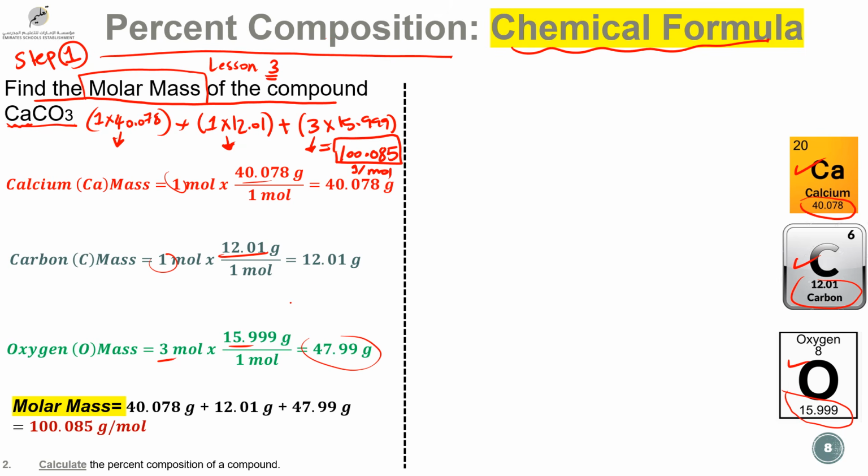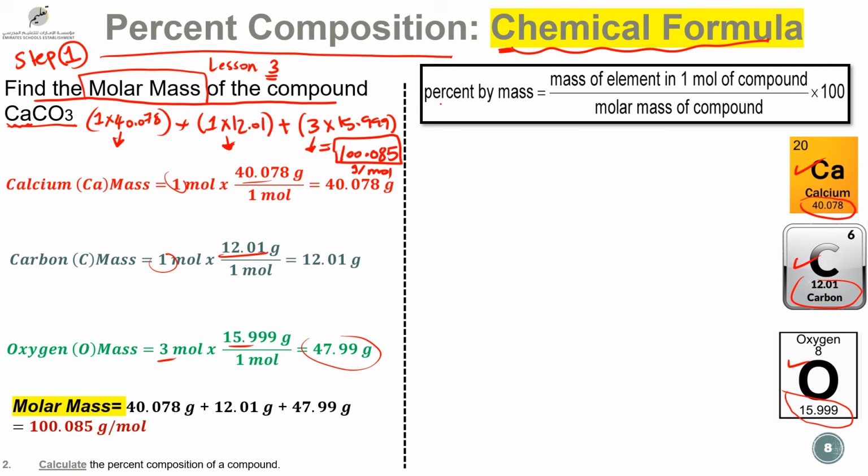Now the equation for the percent composition from the chemical formula, where we don't have any grams at all, is the following. The percent by mass will be the mass of the element in 1 mole of the compound, which are these values that we calculate here, over the molar mass of the compound which we found here.